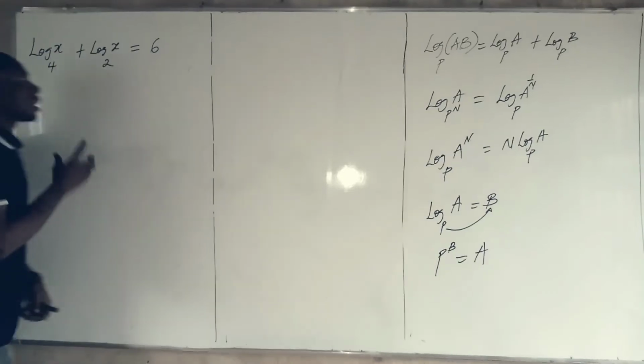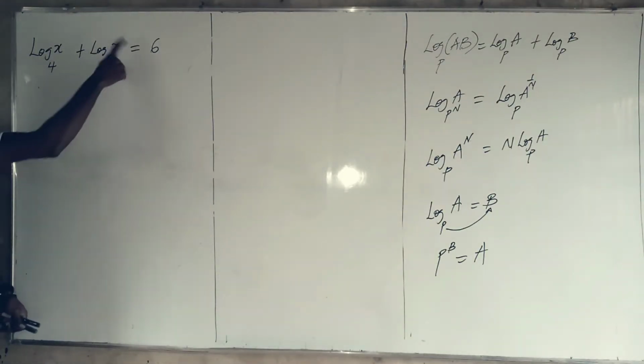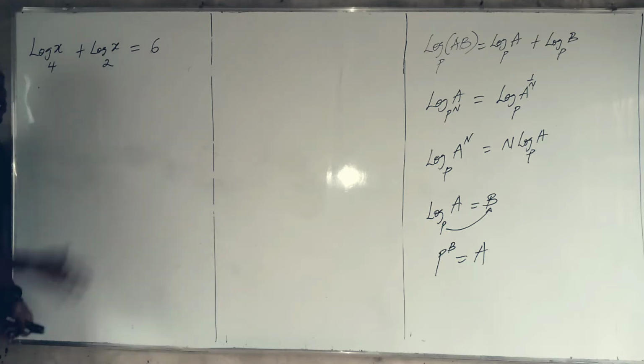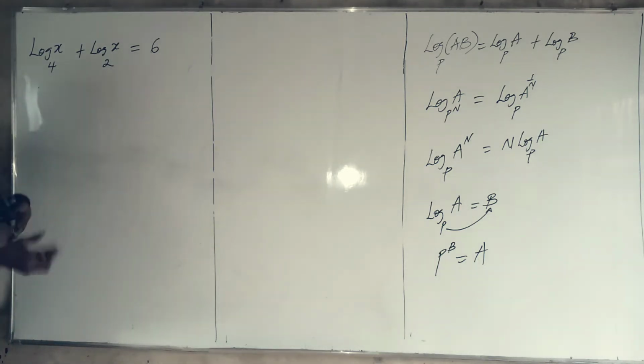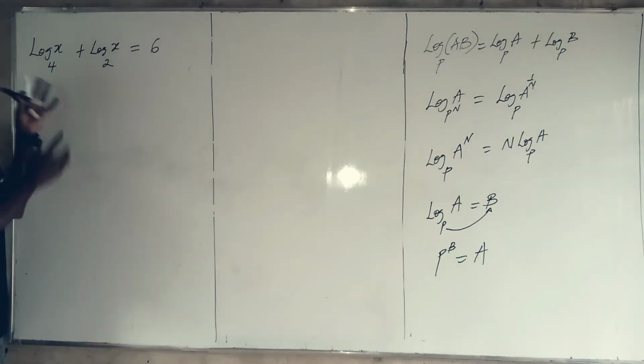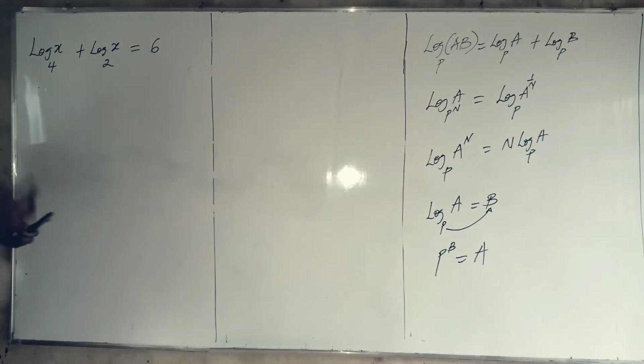Question number 1. We say log x base 4 plus log x base 2 is equal to 6. We are looking for the values of x that will satisfy this given equation. But the first thing I would want to do is to write this logarithmic equation with the same base. So how do we go about that?